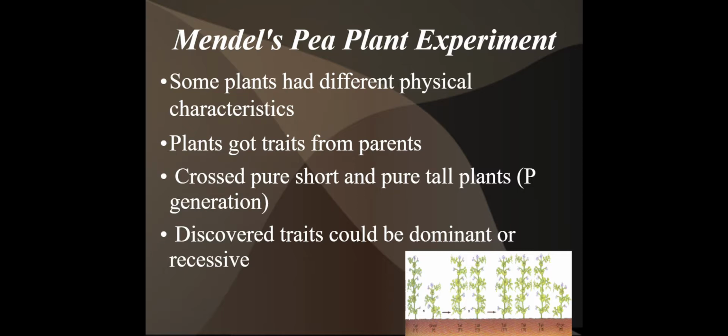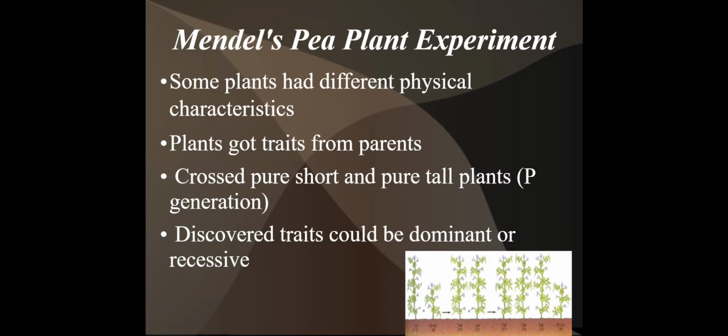So what he did is he said, okay, I'm going to cross a pure short plant and a pure tall plant. He called this the P generation, or the parent generation. And he made sure that they were pure tall and pure short, because he would plant the seeds and they all grew tall. He would take those and plant those, and they all grew tall again. If they continued to grow tall over and over, he called those pure tall. Same thing for short.